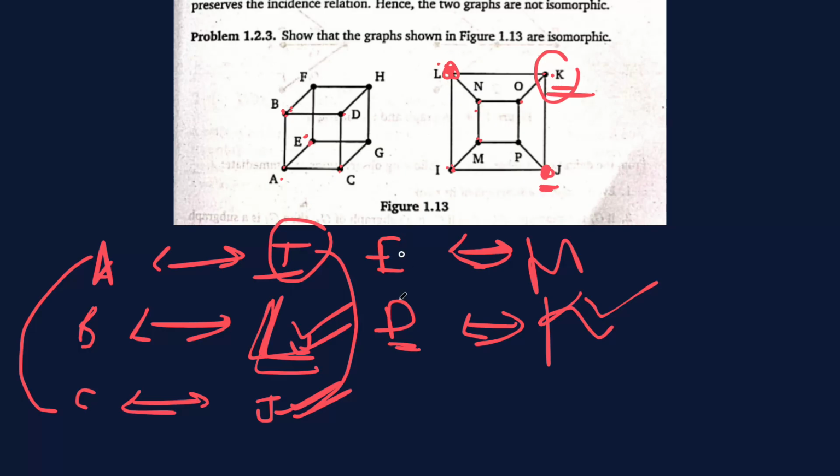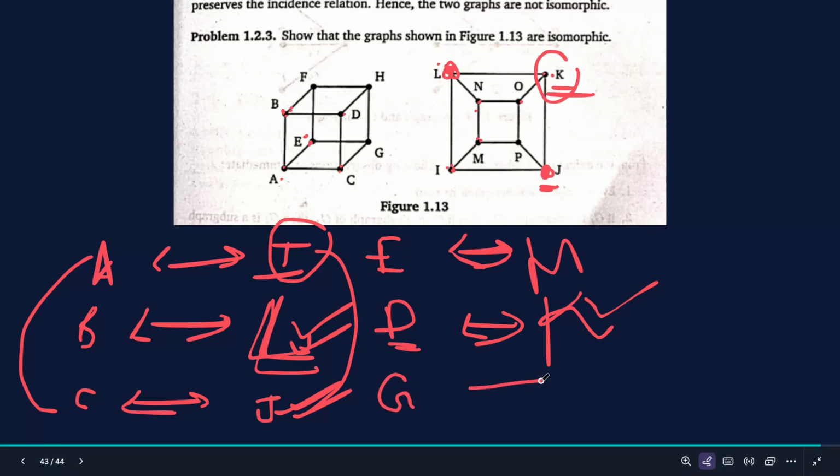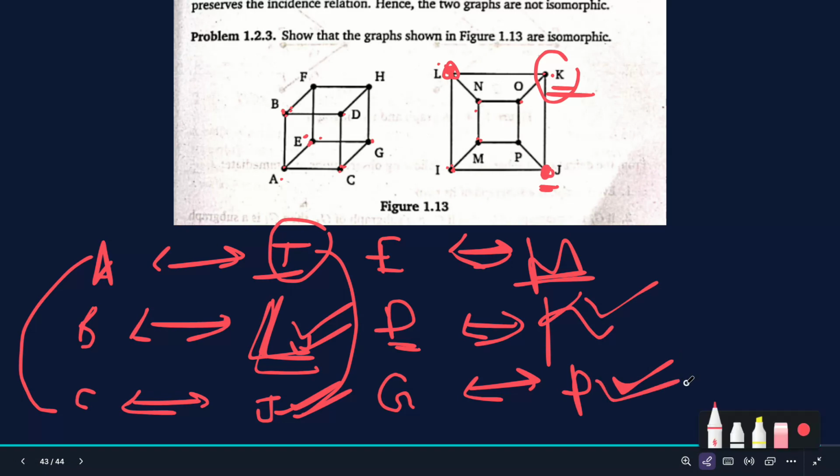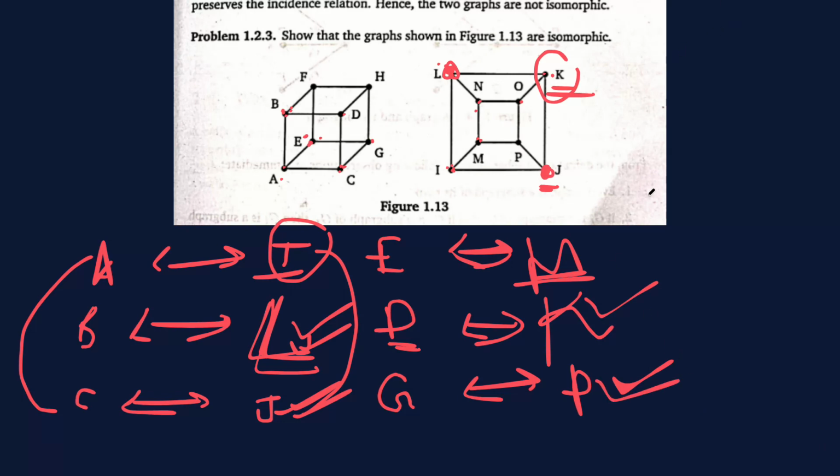Now let's consider G. G has a path with C, right? C is J, so it should be connected with J. Let's say P. But with M there is also a connection, since we have taken M to be E, which is a connection. So that is correct, because G has a connection with E, E's correspondence is M, and P has a connection with M. So this correspondence we can write.